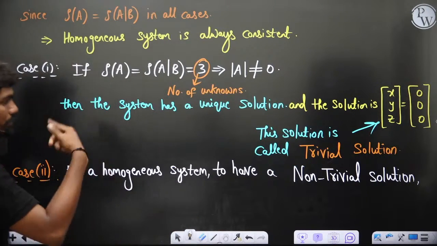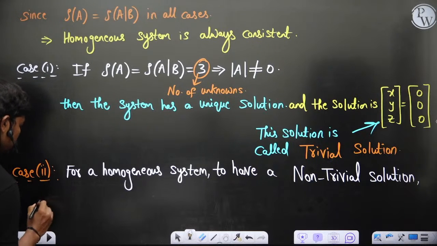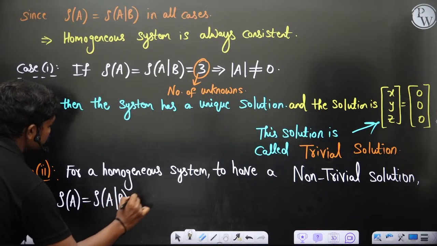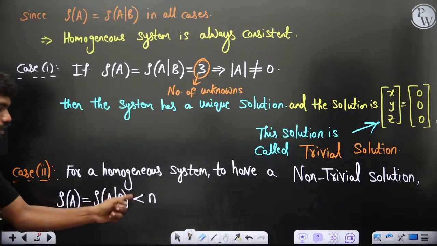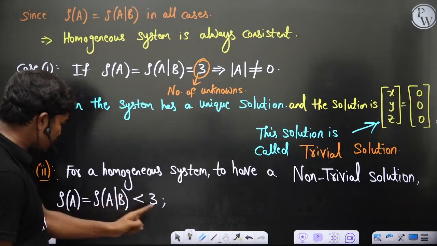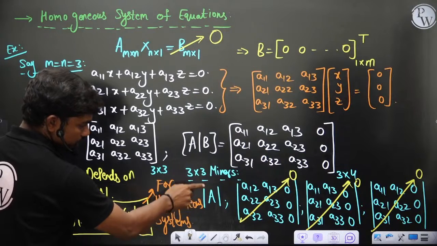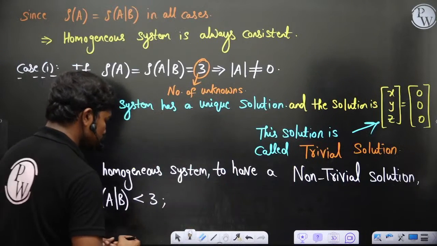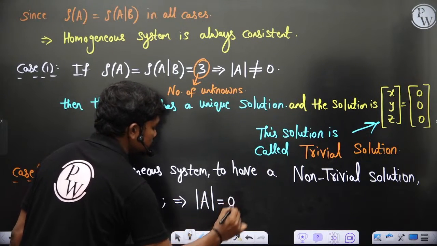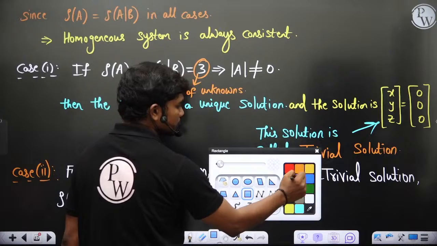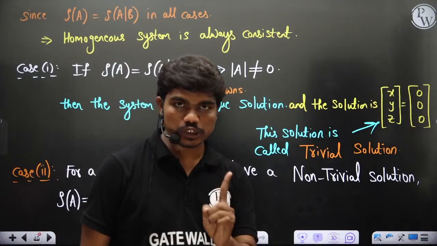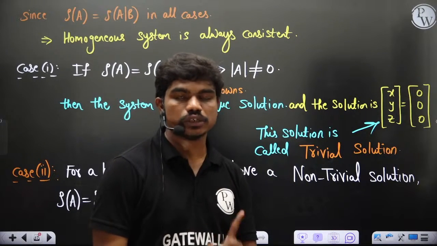So if the system has to have a non-trivial solution, then rank of A, which equals rank of A augmented B, should be less than n. Here n is 3, so this has to be less than 3. That means this 3 by 3 minor should also be 0. So this implies determinant of the coefficient matrix has to be 0, determinant of A should be 0. That means in a homogeneous system, if the coefficient matrix determinant is 0, then we have a non-trivial solution. If it is non-zero, we have only a trivial solution.